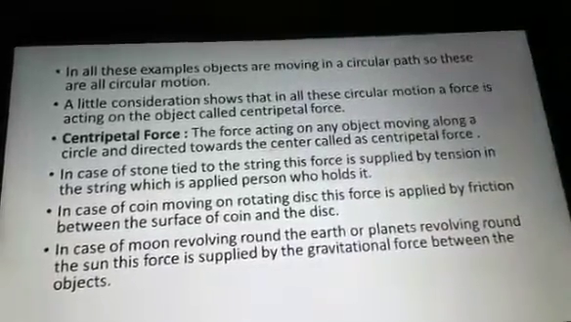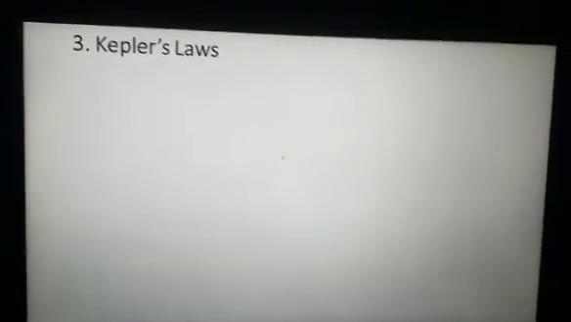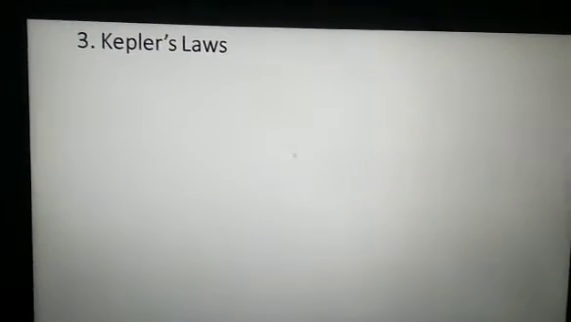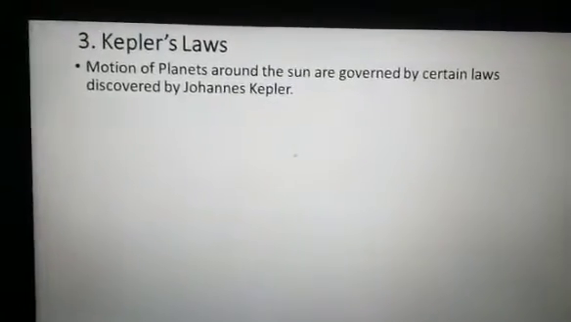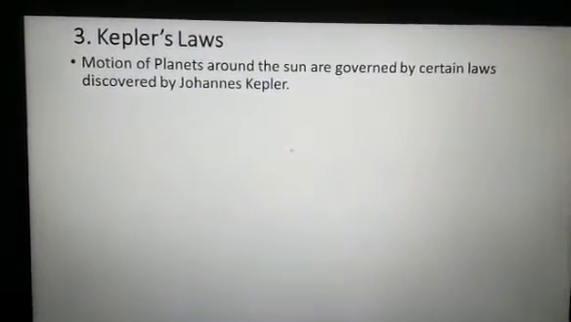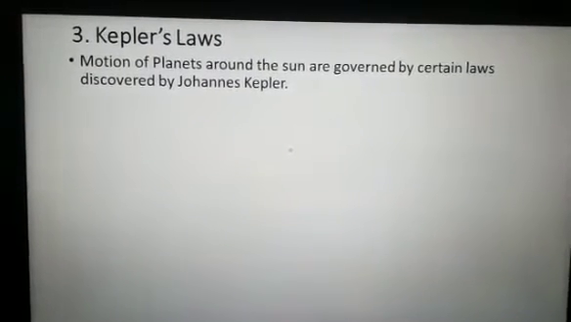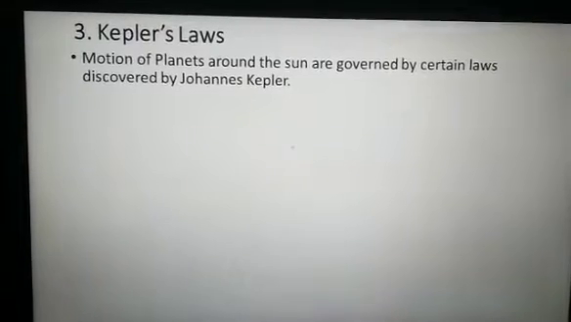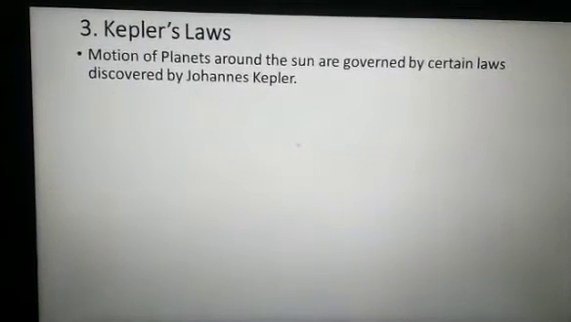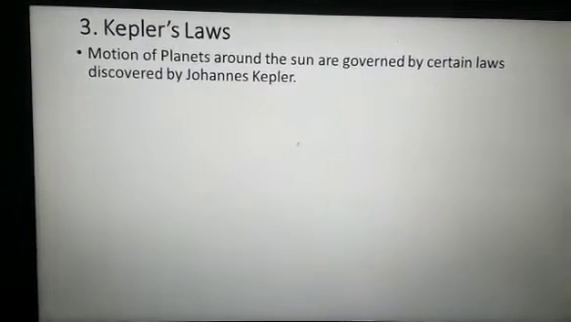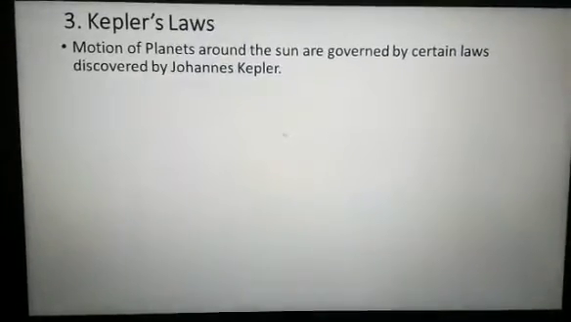In case of moon revolving around the earth, guys, so let us continue from the third topic, which is Kepler's laws. Now these laws give us the information about the motion of the planets around the sun. Motion of planets around the sun are governed by certain laws, and these were discovered by Johannes Kepler. These are also called Kepler's laws of planetary motion.